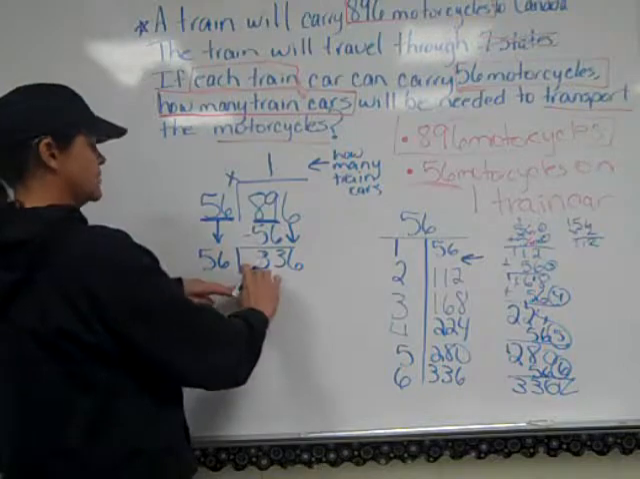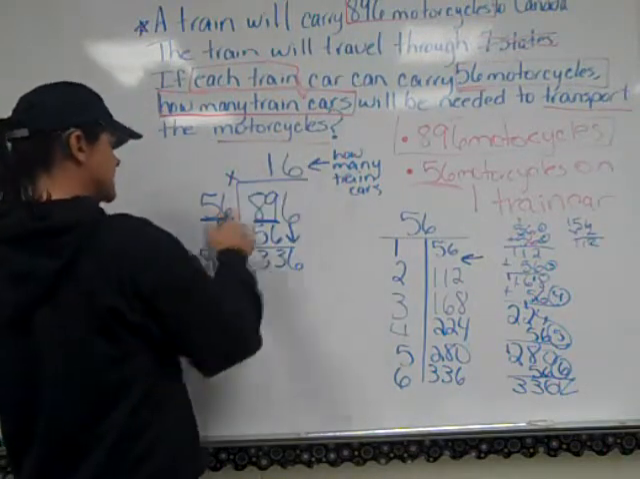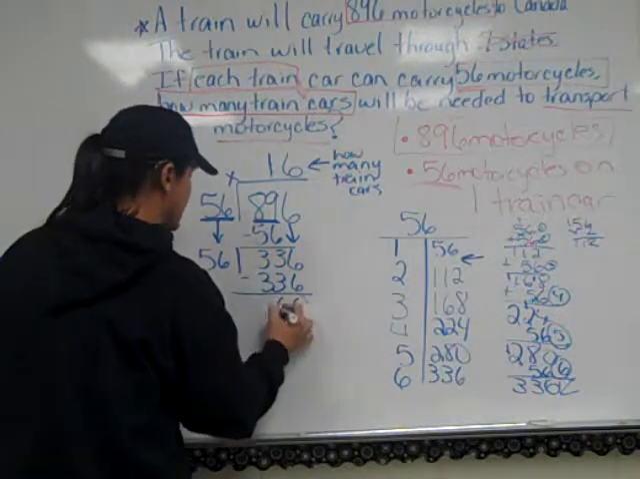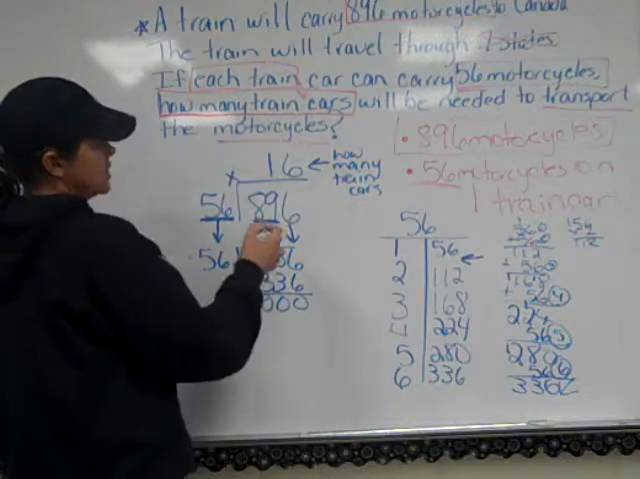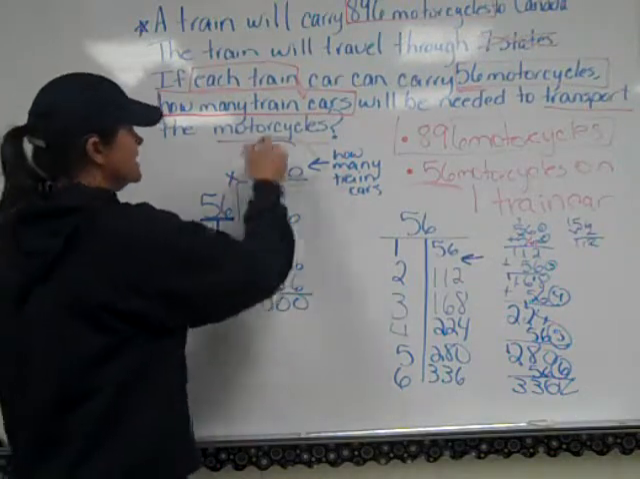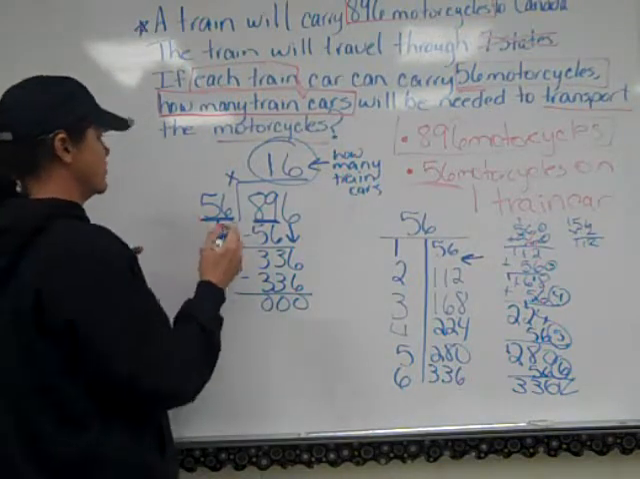So now say 56 goes into 336 how many times? 6. 6 times 56 is 336, and then when I subtract, I have no remainder. So how many train cars am I going to need? 16 train cars. Does that make sense? Yes, that is an acceptable, reasonable answer for this problem.